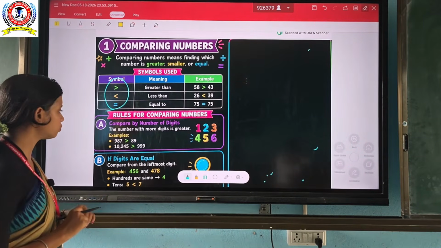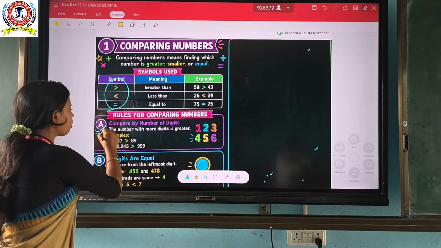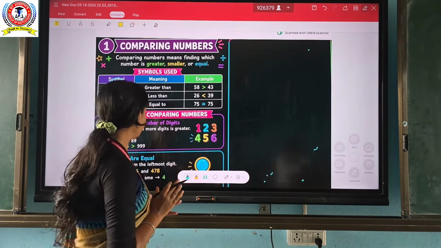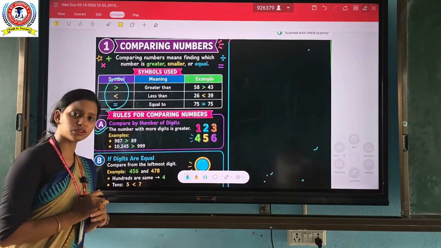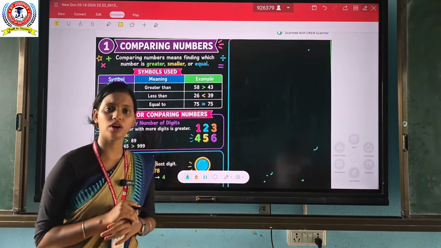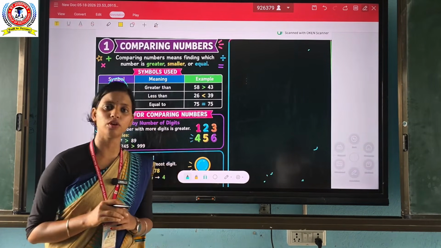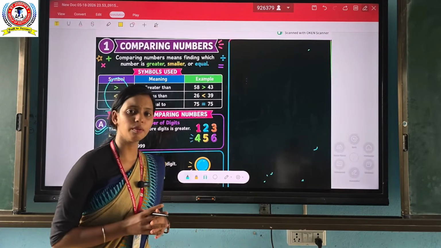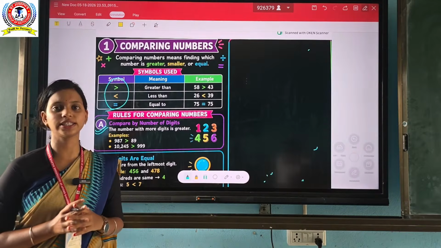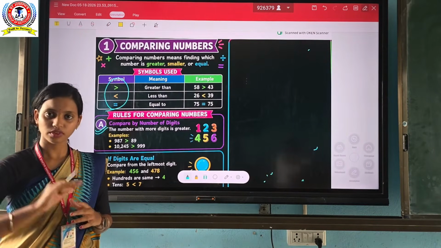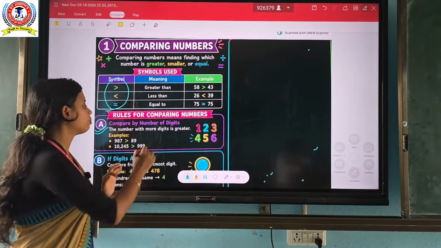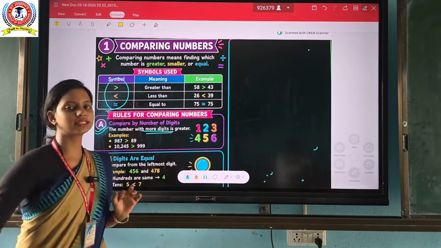So there are some rules for comparing numbers. What is the first rule? Rule A is compare by number of digits. What do we mean by that? There are 2-digit numbers, 3-digit numbers, 4-digit numbers, 5-digit numbers. The number which has more digits is always greater than the other number.